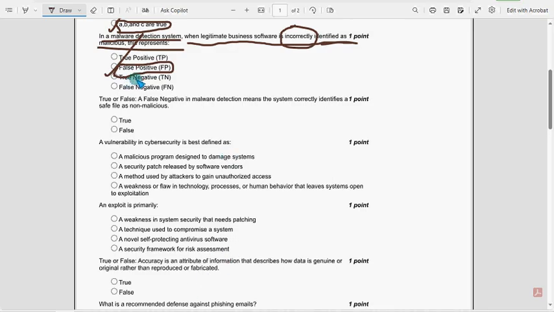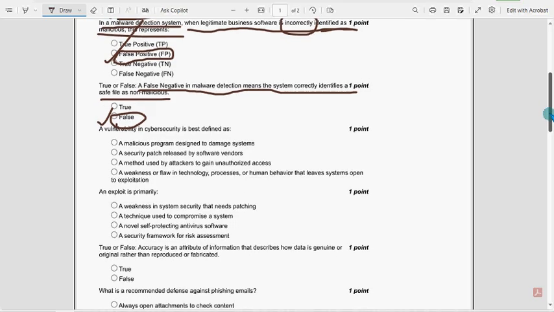Next, moving on to the fourth question. A false negative in malware detection means the system correctly identifies a safe file as non-malicious. So the probable solution is false, guys. So this is false actually, right?